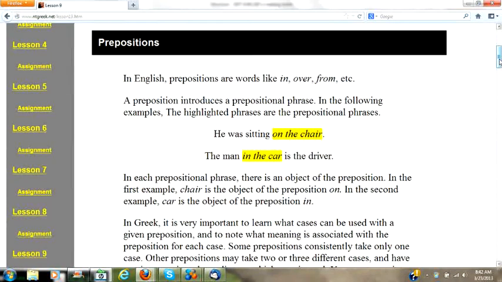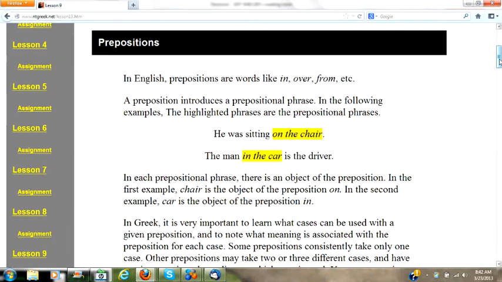He was sitting on the chair. The man in the car is the driver. In each prepositional phrase, there's an object of the preposition. In the first example, chair is the object of the preposition on. In the second example, car is the object of the preposition in.